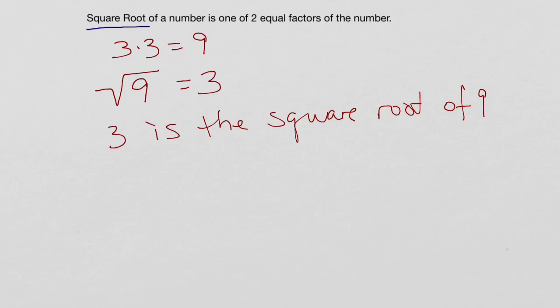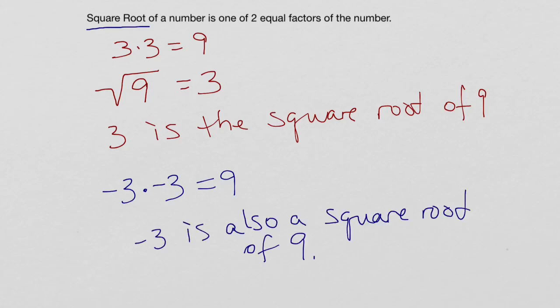It's also the case that if you take negative 3 and multiply it by itself, negative 3 times negative 3, you also get 9. So you could say that negative 3 is also a square root of 9. So you could say that 9 has 2 square roots, 3 or negative 3.